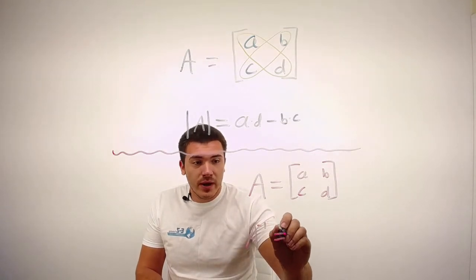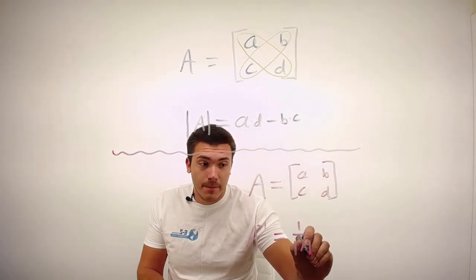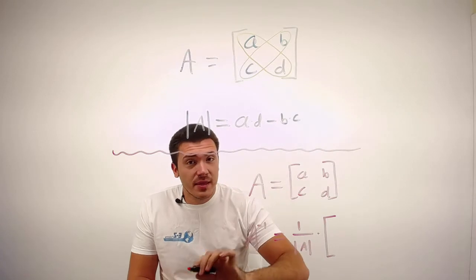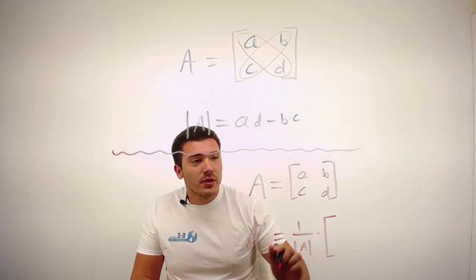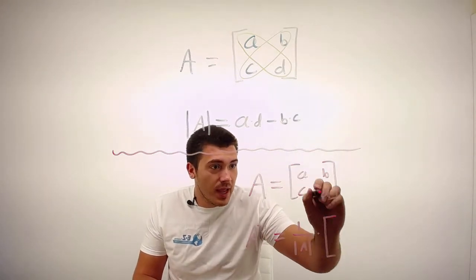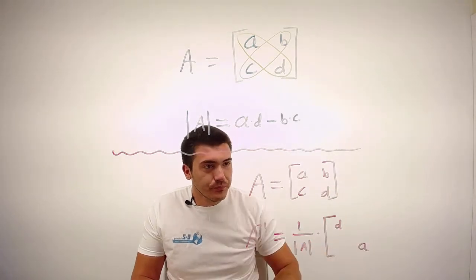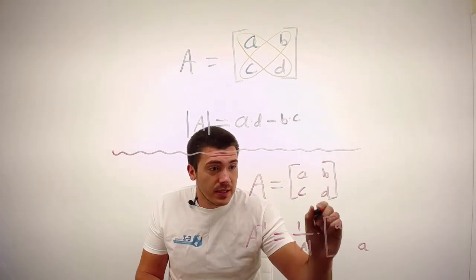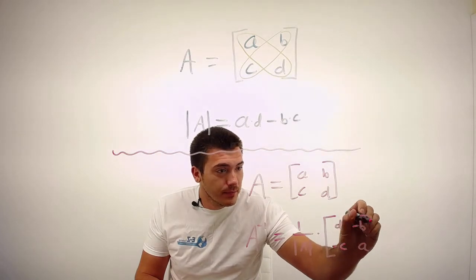What you do is you write 1 over the determinant of A times, and then you want to multiply it by this matrix, but you need to switch around this matrix a little bit. What you do is you switch the A and the D. So A becomes D and D becomes A. And the other two, you simply put a negative on them. So C becomes -C, B becomes -B.